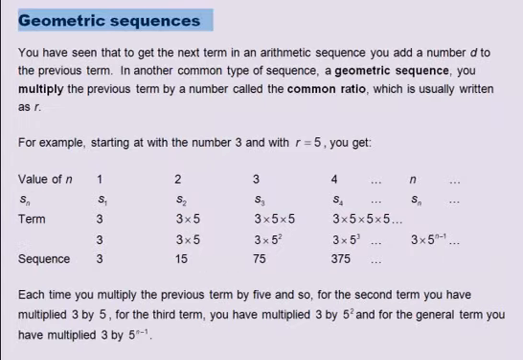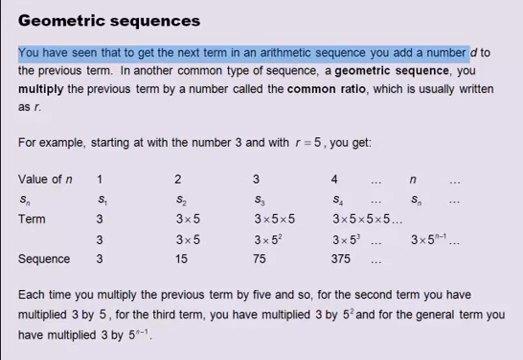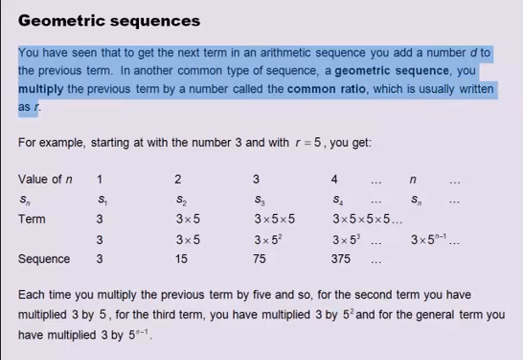Geometric sequences. You have seen that, to get to the next term in an arithmetic sequence, you add a number d to the previous term. In another common type of sequence, a geometric sequence, you multiply the previous term by a number called the common ratio, which is usually written as r.